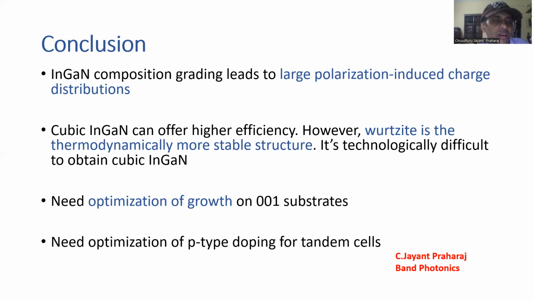So those are all research topics for obtaining good solar cell characteristics in the indium gallium nitride material system. And then we also need to optimize p-type doping for tandem cells when we use multi-junction designs using this material system.